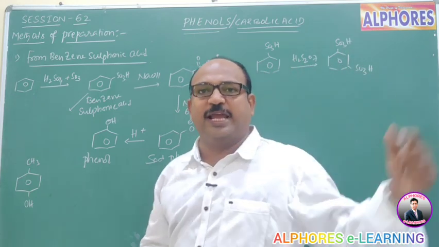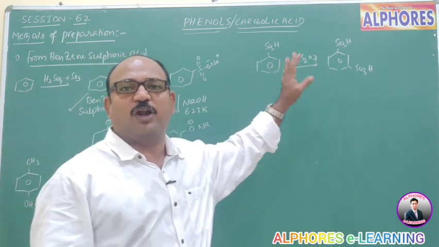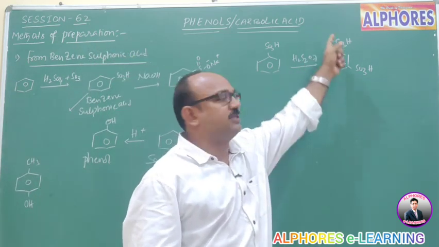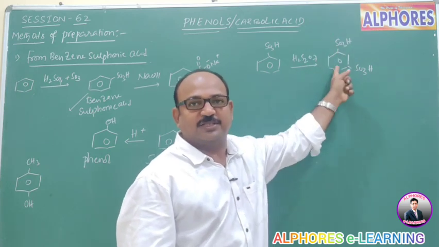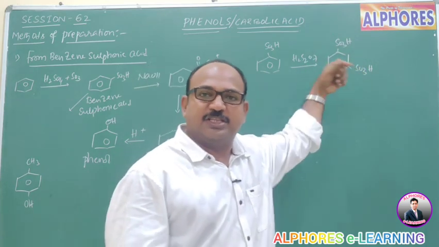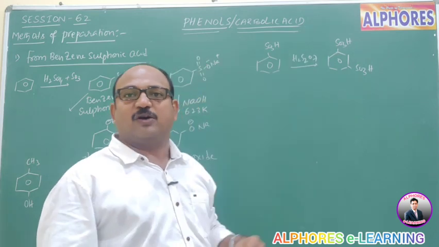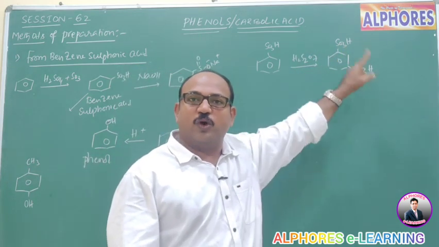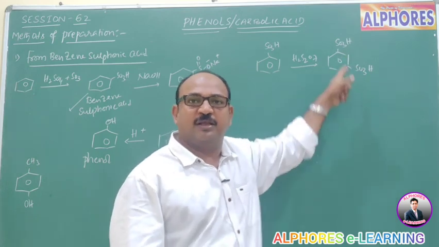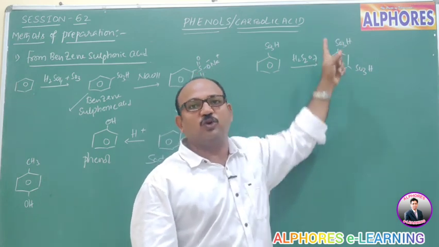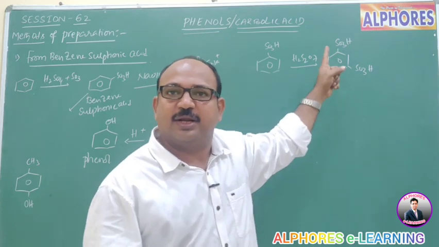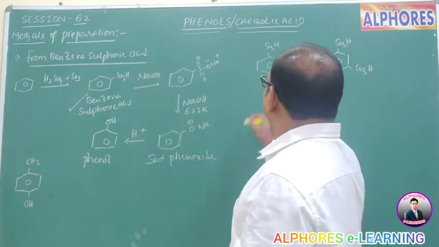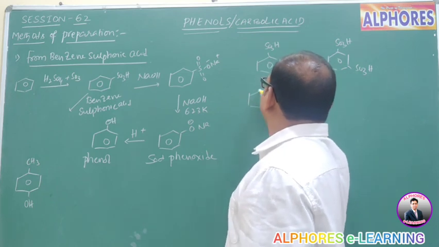Now this one upon reaction with sodium hydroxide, what products are you getting? Here both are SO3H. Both the SO3H groups convert into SO3Na, and upon reaction with sodium hydroxide and heat, both groups are going to convert into ONa groups, which upon acidification give two OH groups in these two places, right? That is nothing but resorcinol. You are getting resorcinol.